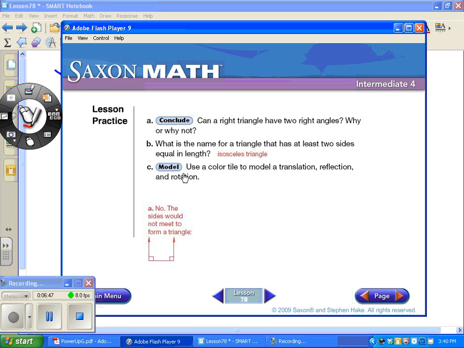We had a lesson on this a few days ago, and we know that a translation is the same as a slide. A reflection is like looking in the mirror, sometimes called a flip, and a rotation is sometimes called a turn. So we will play with some pattern blocks. Please remind me, and I will let you do that. It'll be a lot of fun.